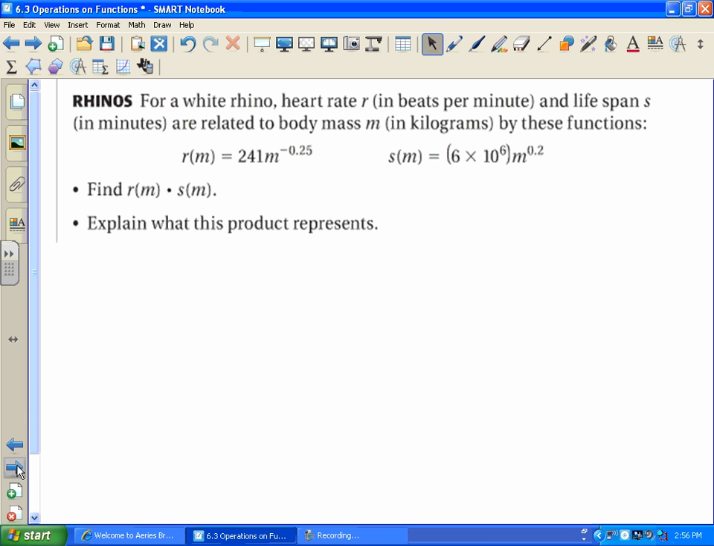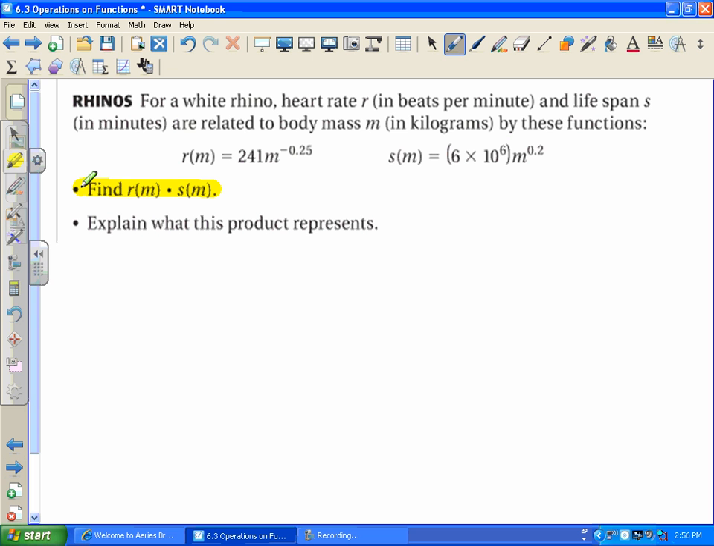Next problem. Rhinos. For a white rhino, heart rate R in beats per minute and lifespan S in minutes are related to body mass in kilograms by these functions. R of m equals 241 m to the negative 0.25. S of m equals 6 times 10 to the 6th m to the 0.2.